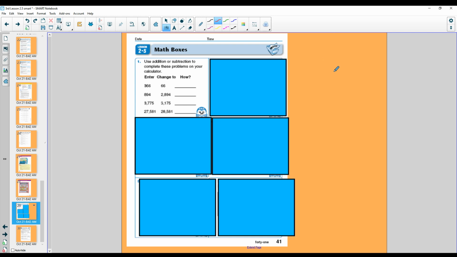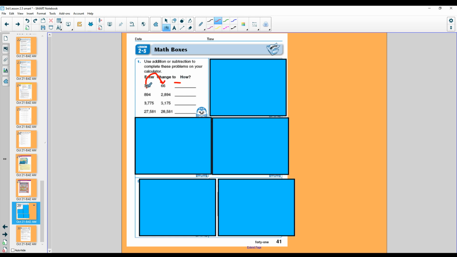Now, number one is kind of tricky. It does say you can use a calculator, but I tell kids this is much easier without a calculator. So let me show you some tricks about why this is easier without a calculator. Enter change to how. How do we get from 366 down to 66? Well, this number is big, this number is small, so I know they subtracted.